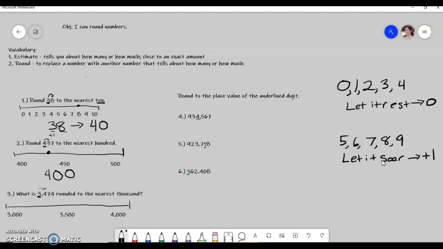So it's here, 3,474. Is that going to be more than 3,000? Yeah, because there's 400s right there. So it's more than 3,000. Is it going to be more than 3,500?